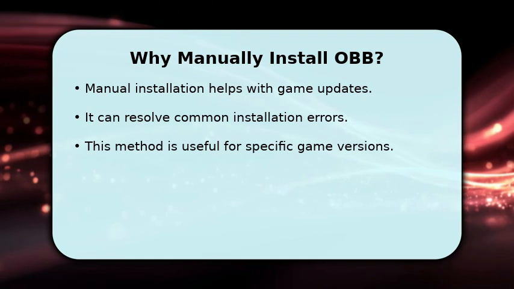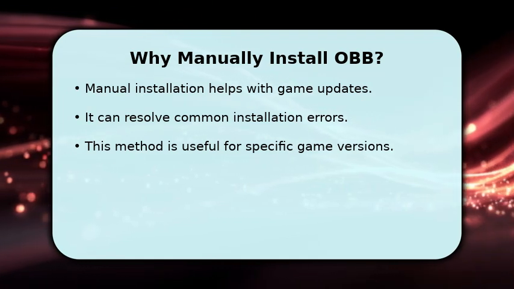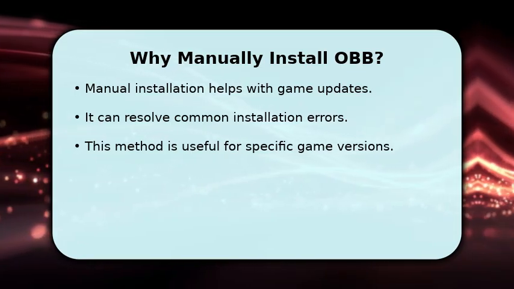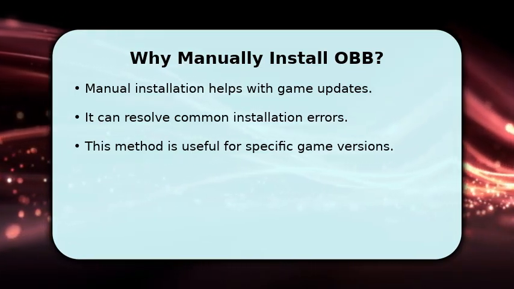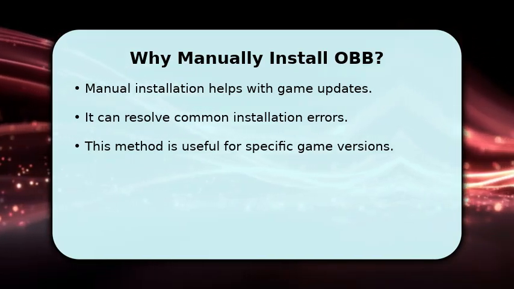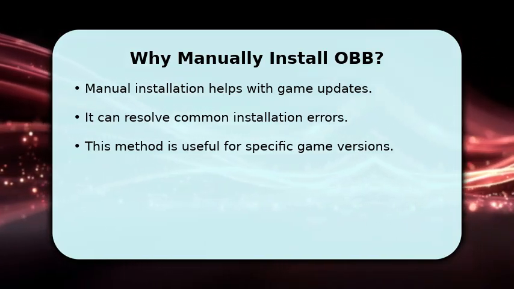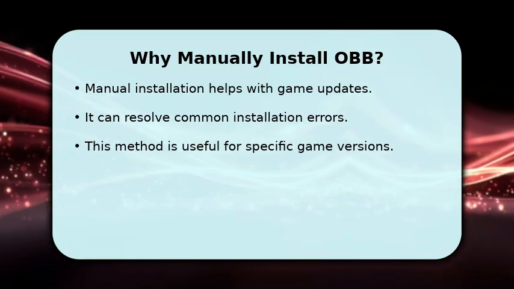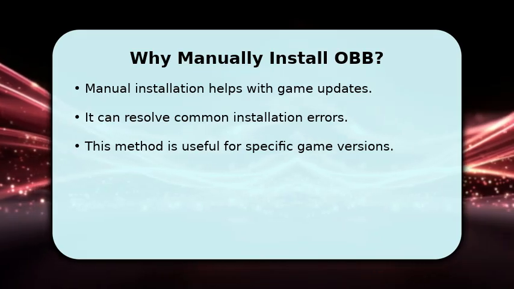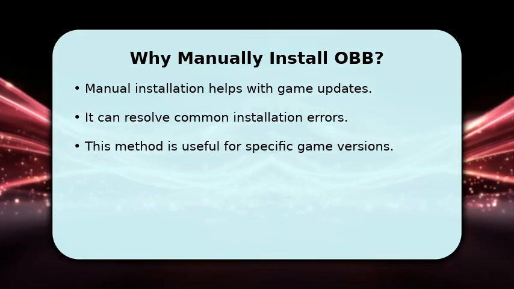Sometimes, you might need to manually install an OBB file for PUBG Mobile. This is often necessary when automatic updates fail, or if you're trying to install a specific version of the game not available through official app stores. Manual installation can also help troubleshoot issues like "download failed because the resources could not be found." It gives you more control over your game's data. Let's look at the steps.